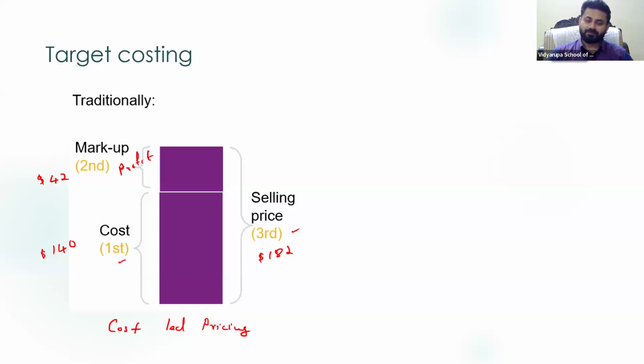However, when it comes to the method called target costing or target-based approach, things will switch on their head. We basically turn it on its head. Ulta, the opposite. Means what? Rather than identifying the cost first, we'll do it in the reverse order. We'll fix the selling price first.